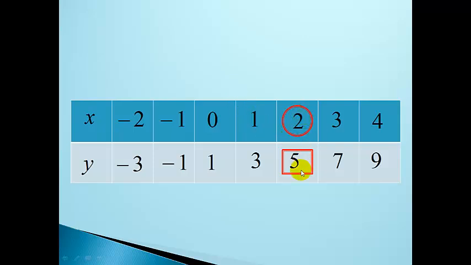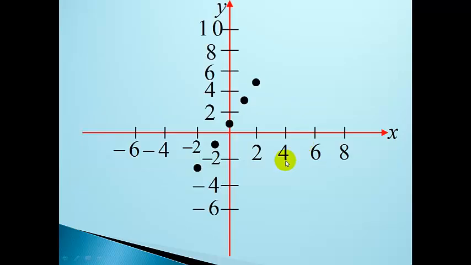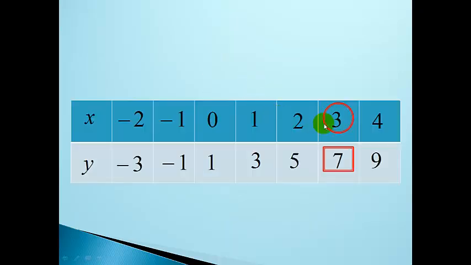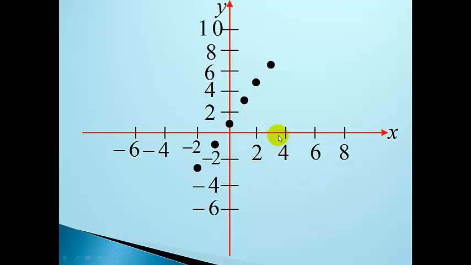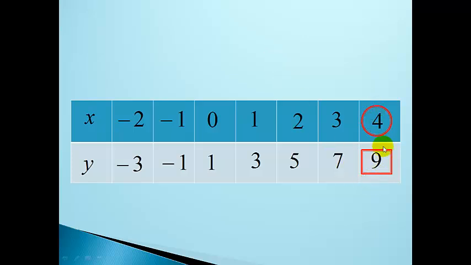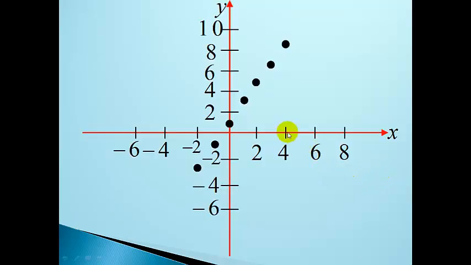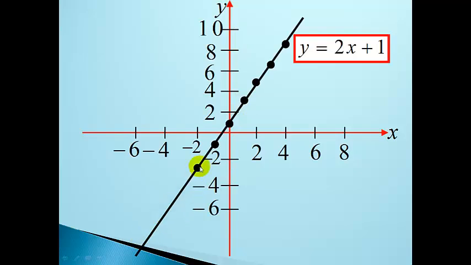We have 2, 5. So we have 2 on the x and 5 on the y. 3, 7. So we have 3 on the x and 7 on the y. We have 4, 9. So we have 4 on the x and 9 on the y. And we now draw a straight line passing through all the points. This is the line y equals 2x plus 4.